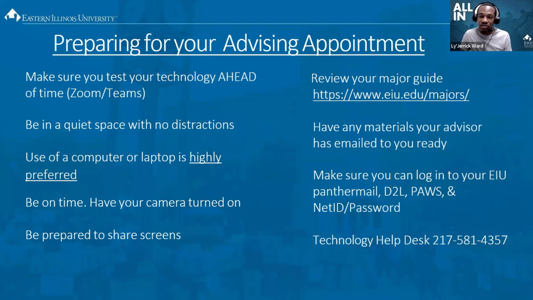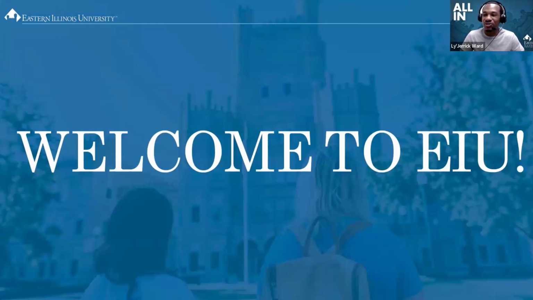Now, depending on who your advisor is, some advisors may send you materials before your actual appointment. So you'll want to look through those materials before meeting with your advisor in case you have any questions. And you want to make sure you can log in to your Panther Mail, PAWS, etc. That way, when we meet, we can just access those and register for classes. And if you do have any questions or any challenges regarding technology, your password, anything like that, you can contact the Technology Help Desk at 217-581-4357. Again, we're so glad that you chose EIU.